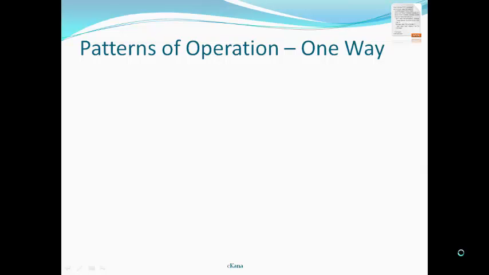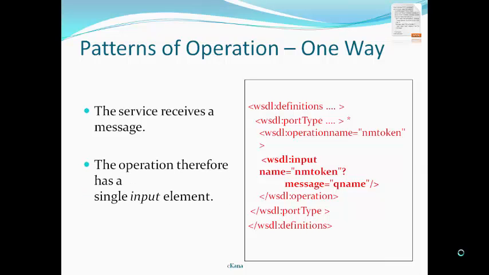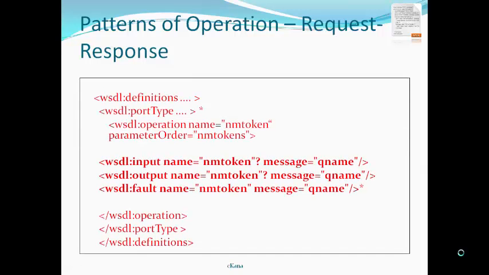Patterns of operation. One way. Now we will discuss the one-way pattern of operation in detail. The one-way operation is actually when the service receives a message only, and the operation therefore has a single input element. Request response. In the request response pattern of operation, the service receives a message and sends a response. The operation therefore has one input element followed by one output element. To encapsulate errors, an optional fault element can also be specified.